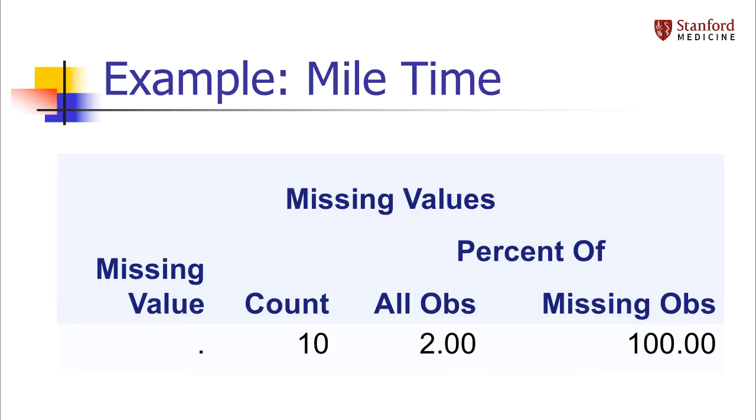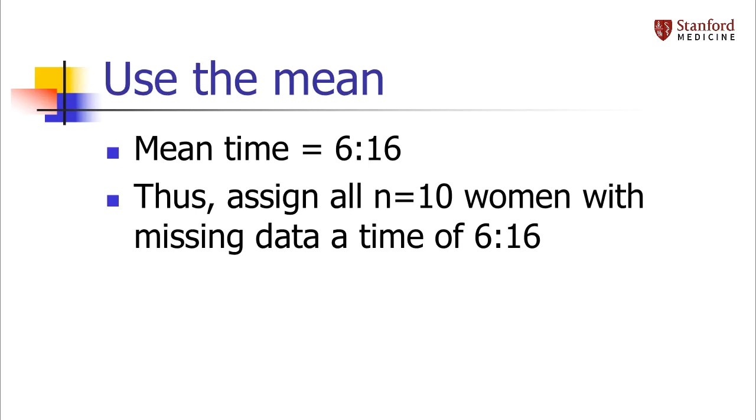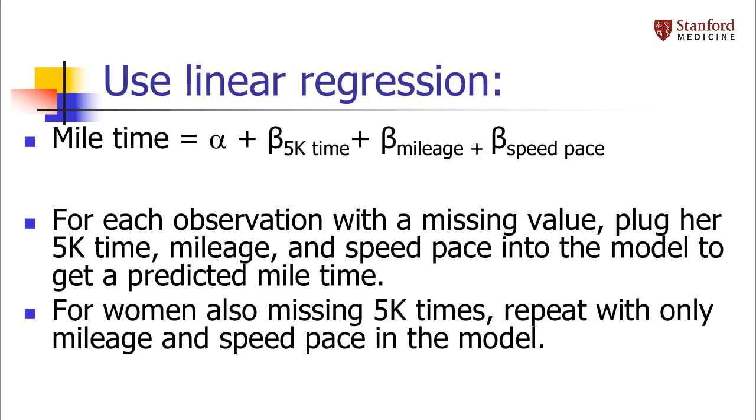For example, I had some data on high school runners, which included their mile times. This was a variable I needed to adjust for, but it wasn't the primary predictor, and just 10 runners were missing a value. So I could have just filled in for all 10 runners the mean time, which in this case was 6 minutes and 16 seconds. Or I could even do a little bit better because I had other information that I could use to predict mile times. Some women were missing mile times, but had 5K times. I also had data on their mileage and the speed of their training. So I built regression models to predict a woman's mile time based on these other factors, and that's just a little bit less noisy than using the mean time.